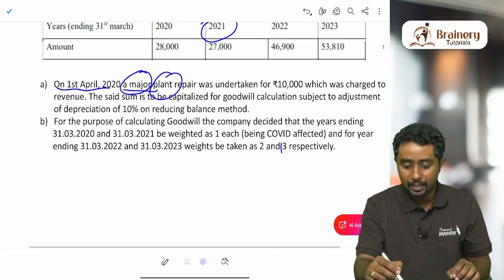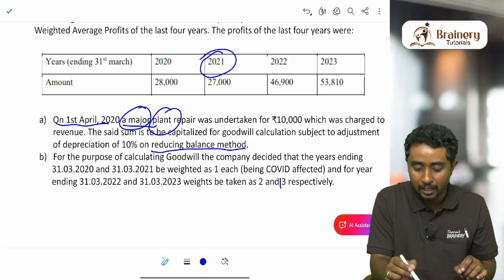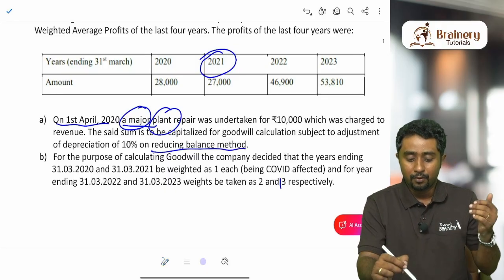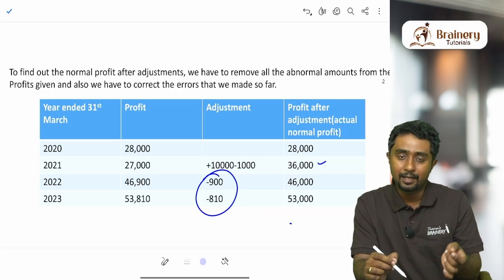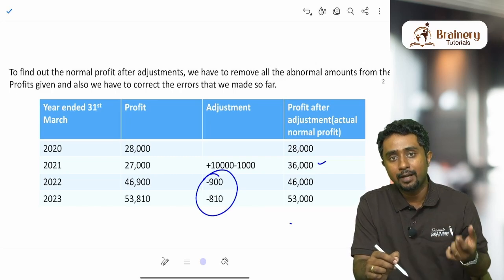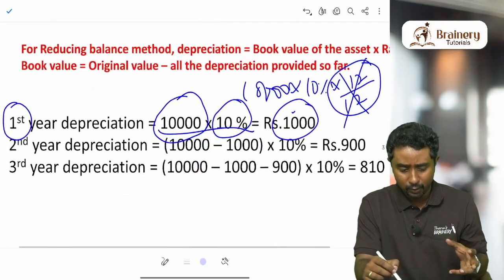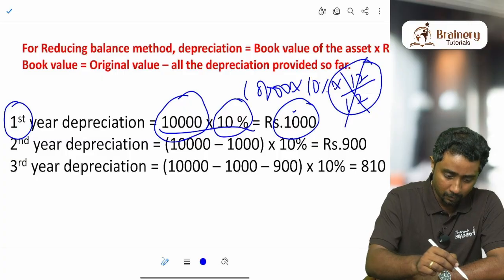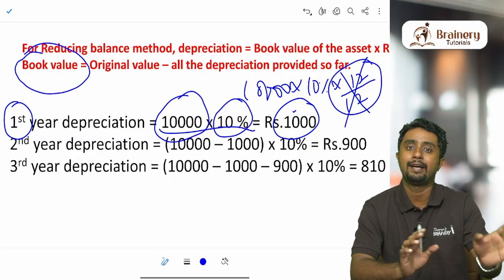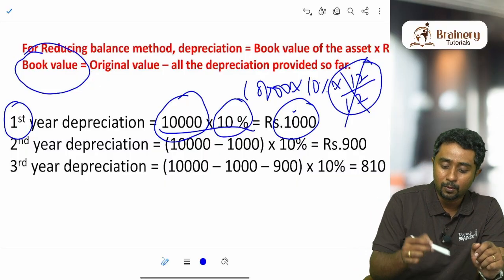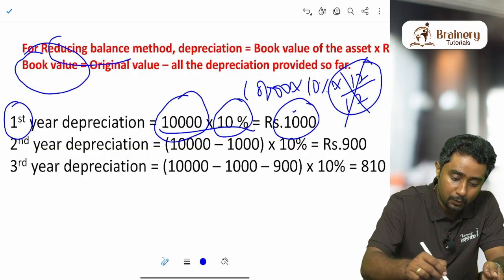For that, I will again take your attention to this question. Which method are we following here? Reducing balance method. Reducing balance method means there will be one asset, and from that asset we remove the depreciation for the last year. Then you get a value, and on that value you calculate the depreciation for this year. The asset value minus depreciation is known as book value. Once depreciation is deducted from an asset value, whatever value remains is called book value. So on that book value we calculate depreciation again and again under the reducing balance method.